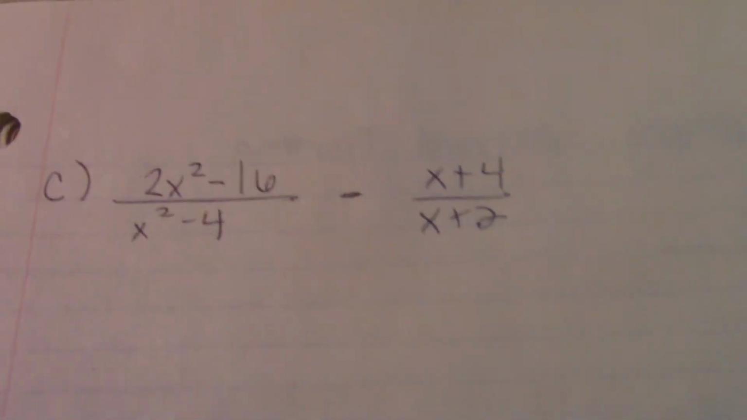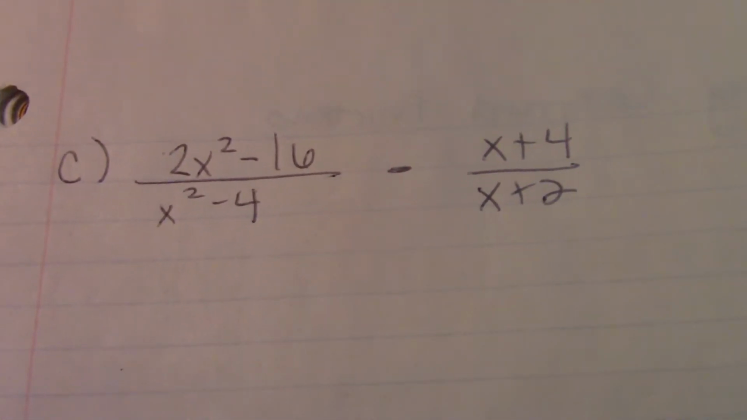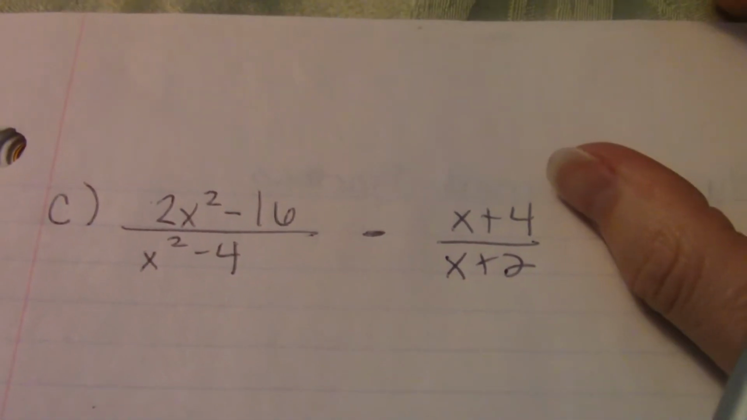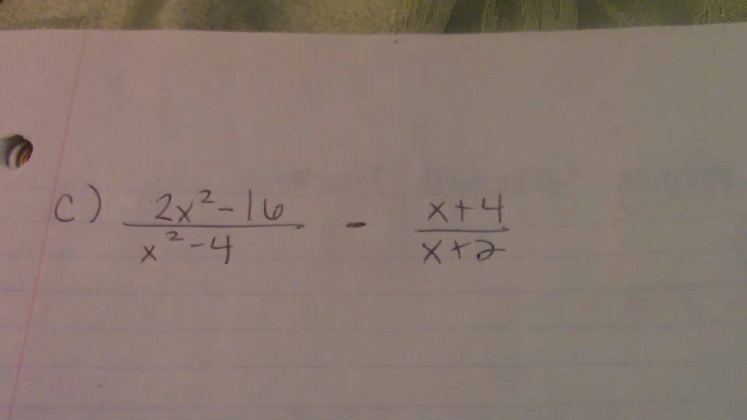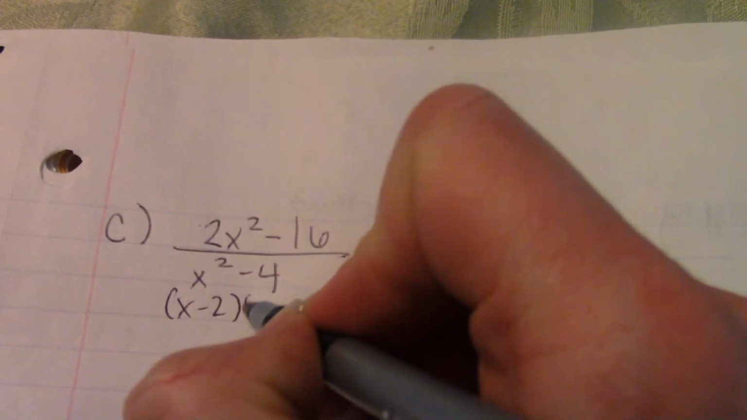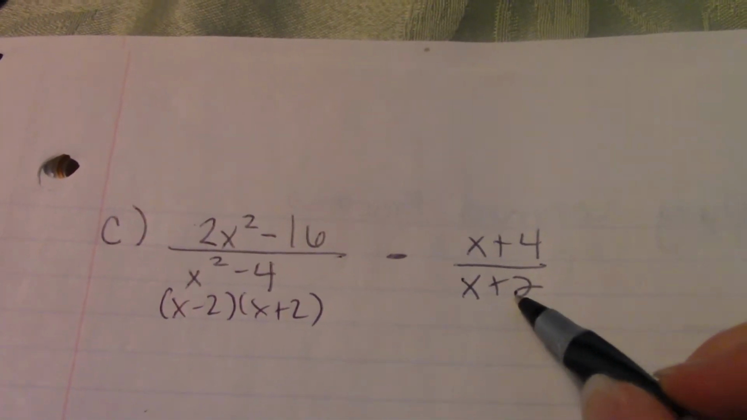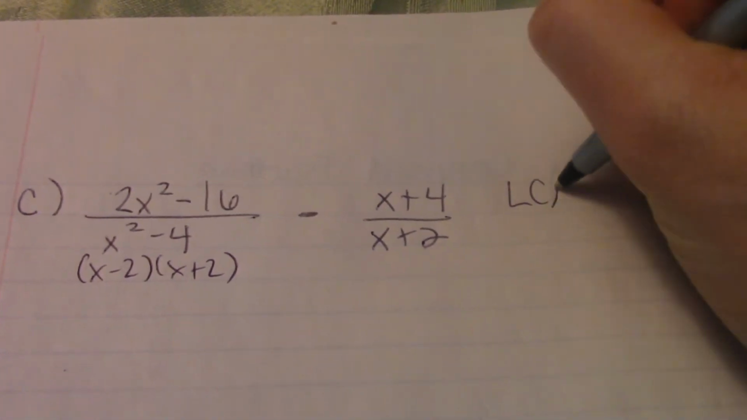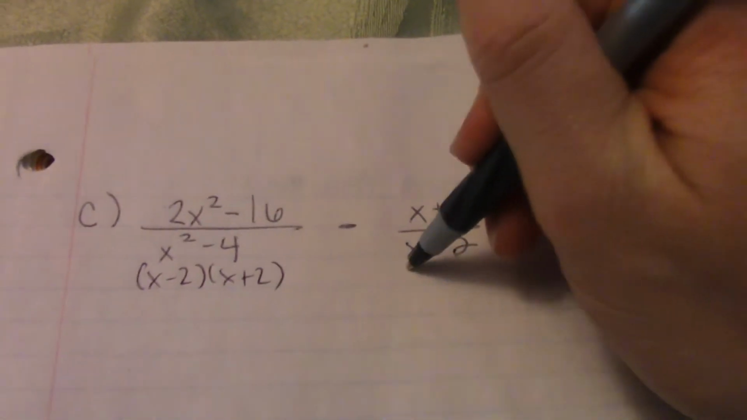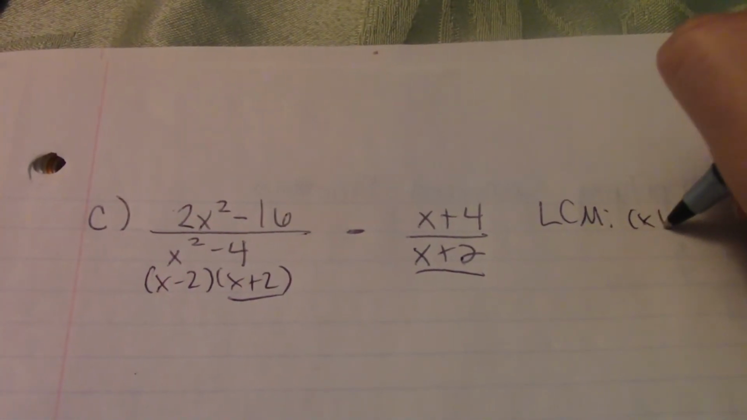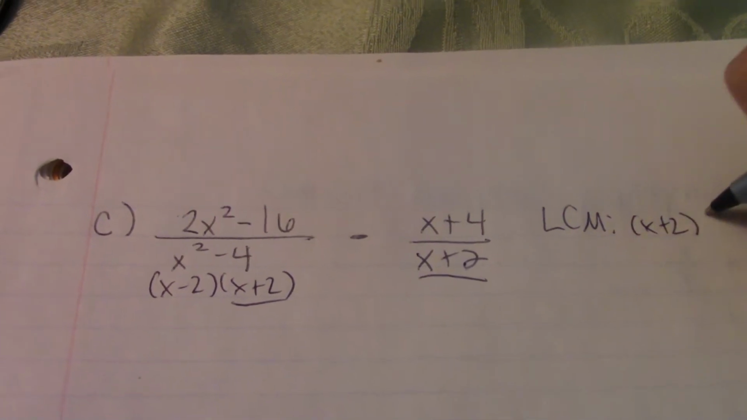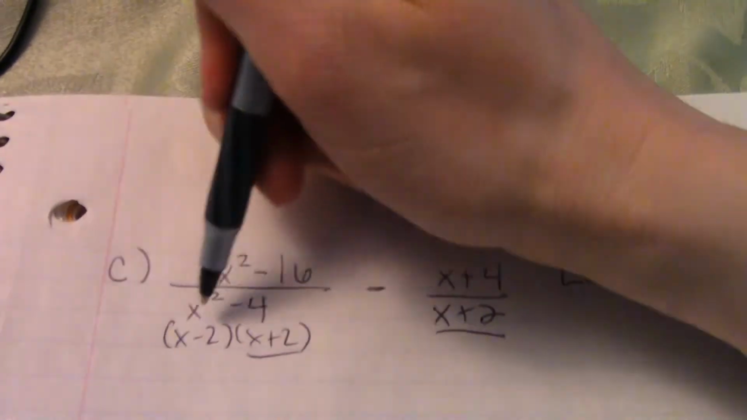Now on C, we're going to subtract. Same steps though. Factor the bottoms. So this is x minus 2 and x plus 2. This one can't be factored. Our LCM are matching pieces. They both have an x plus 2. And the piece that doesn't match is the x minus 2 from over here.